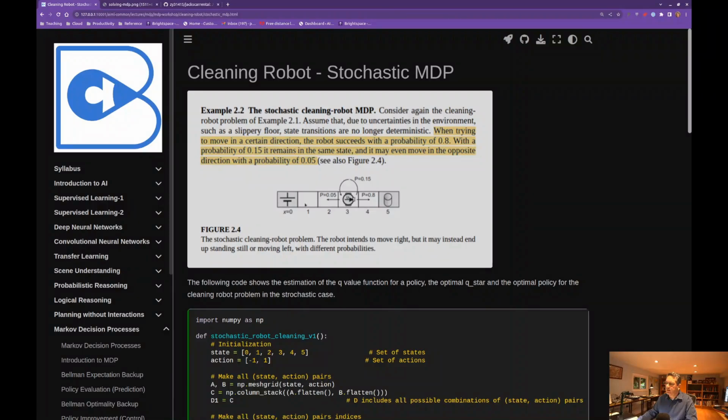But there are also other non-zero probabilities to not achieve the goal, and in this case not transition to the desired state: stay put with probability 0.15 and move in the opposite direction with probability 5%. So this is what makes the environment stochastic, as we discussed.